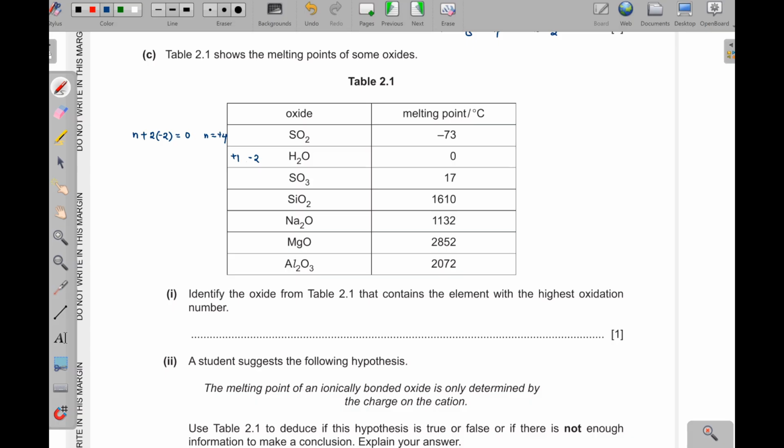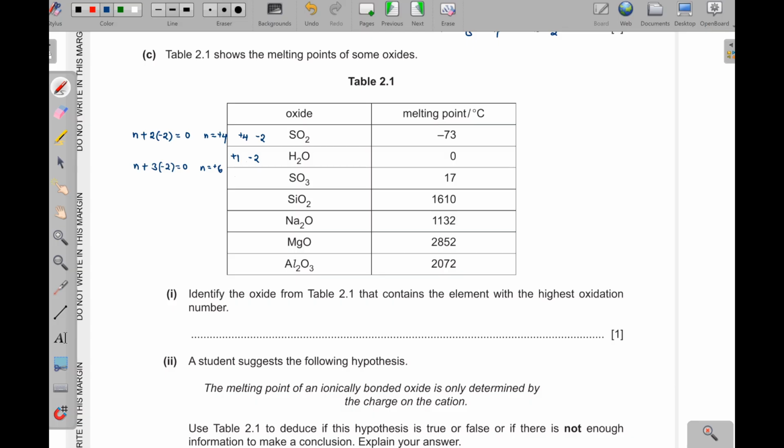So here I'm putting plus 4 and then the minus 2. Okay, plus 4 is for sulfur, then minus 2 is for oxygen. And then how about for this one? Here is the same thing, N plus, then we shall have 2. Actually, oxygens are 3 times negative 2, which cancels to 0. So this one, N will be plus 6, right?